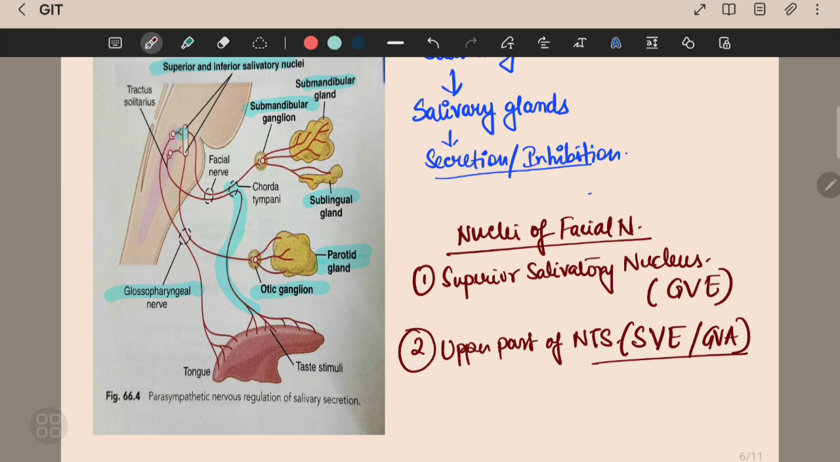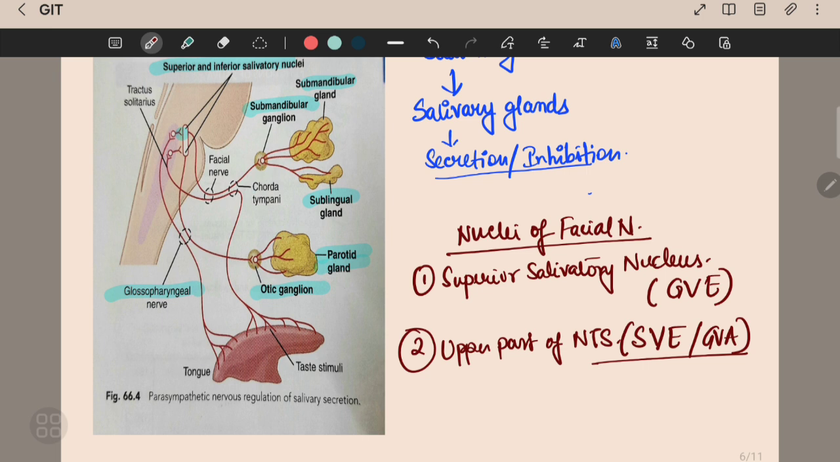And let me tell you once again, the anterior 2/3 and the posterior 1/3 segments of the tongue, from there the taste stimuli go. Via the posterior third it goes via the glossopharyngeal nerve to the superior or inferior salivatory nuclei, and the anterior 2/3 goes via the chorda tympani branch of the facial nerve. That sensory stimulus is also going to the superior and inferior salivatory nuclei.